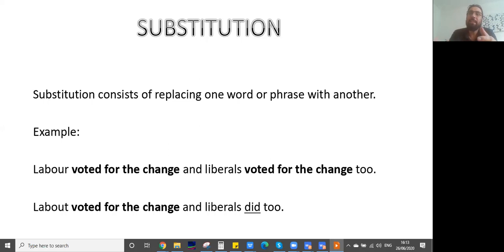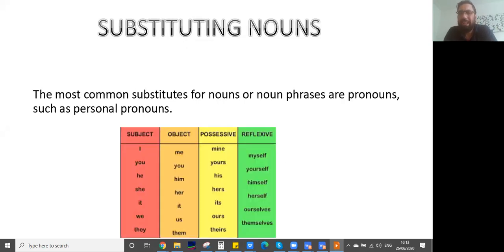In this lesson I'm going to give you numerous ways of using substitution and ellipsis, and hopefully towards the end of the lesson I will give you some exercises so you can practice. So let's take a look at different ways of using substitution. In order to avoid repeating nouns, the easiest and most common way that we all use every day is to use personal pronouns.